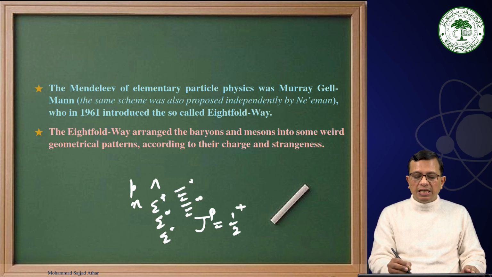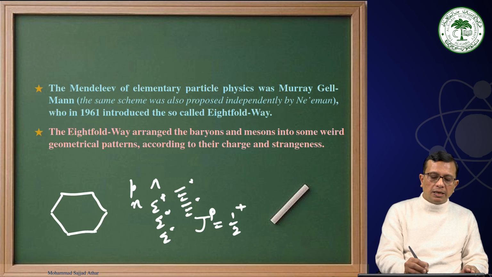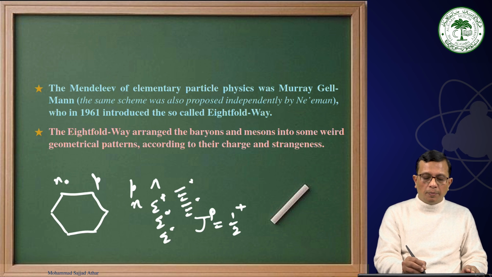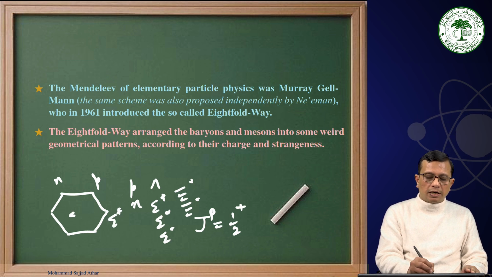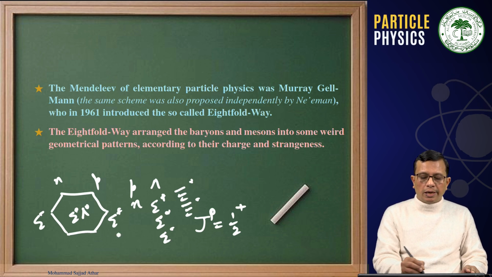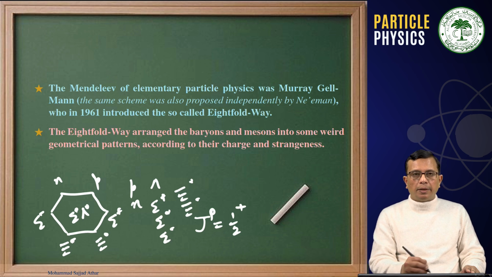They arranged these 8 particles into a geometrical pattern, something like this, where proton and neutron are sitting at the top, then sigma plus, sigma 0, lambda 0, sigma minus at the center, and then cascade 0 and cascade minus at the bottom. And what was the important point?